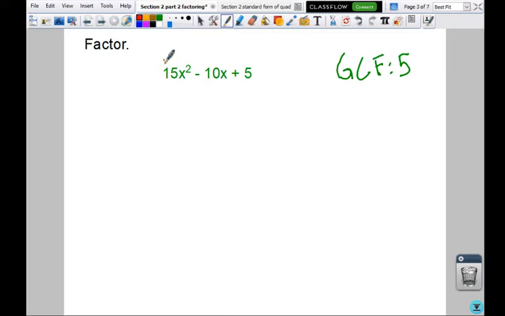So I'm going to put this in parentheses. Put the 5 on the outside. And then it's kind of like dividing, even though I'm really putting it out: 3x squared minus 2x plus 1.